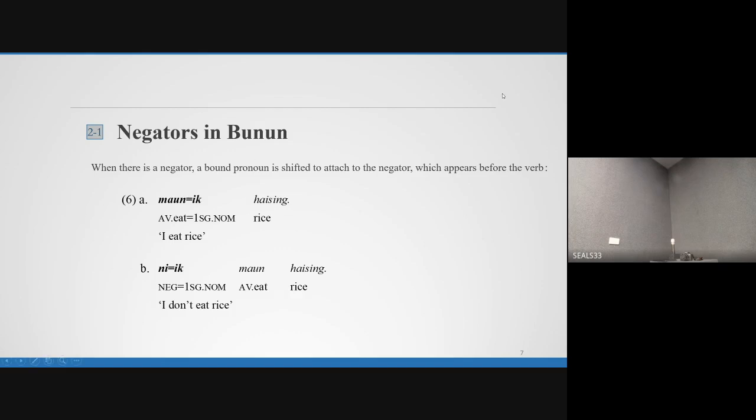Maybe in Bunun, for instance, Maonik haixing is I eat rice. A negative sentence, Ni maon haixing. This negator occurs sentence initially and attracts the bound person pronoun yek.